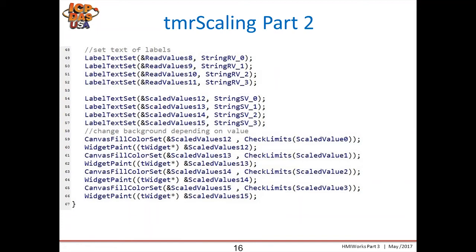With the CheckLimits function ready, you can finish the timer event handler. After setting the text to the labels, we will use the canvas fill color set function and CheckLimits function to get the color. Once the color is set, we use rigid paint function to actually change the color.